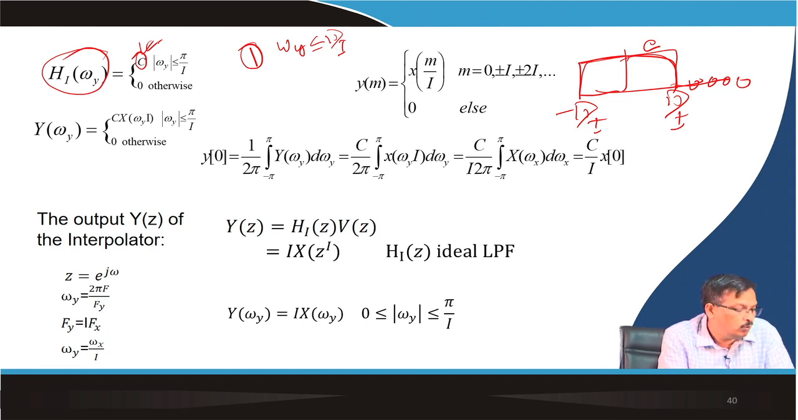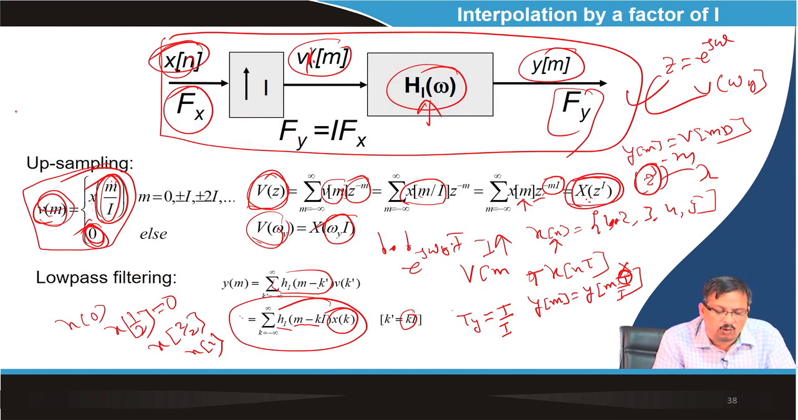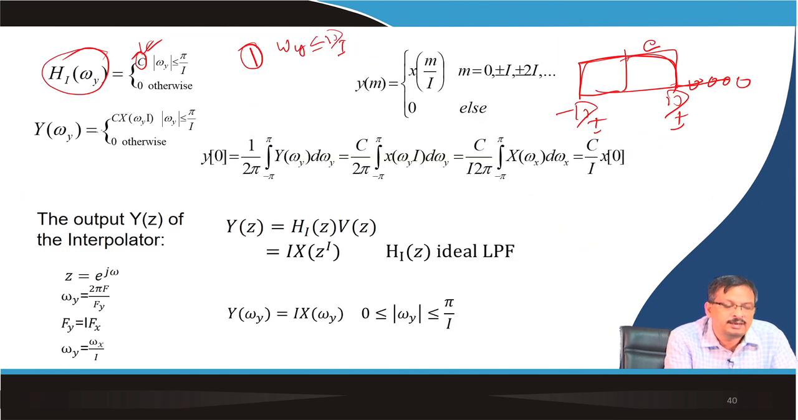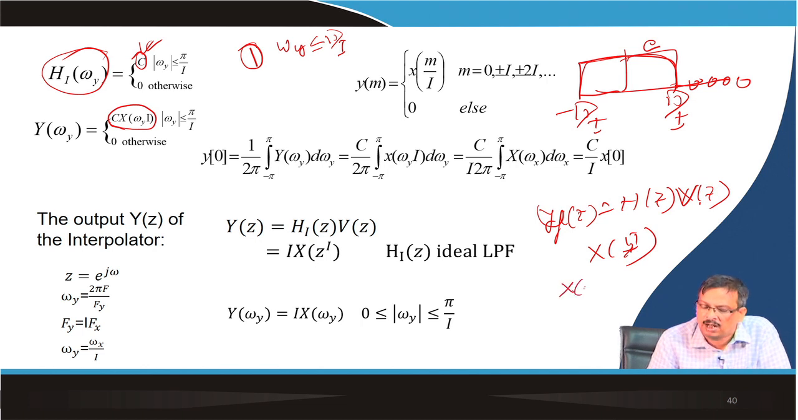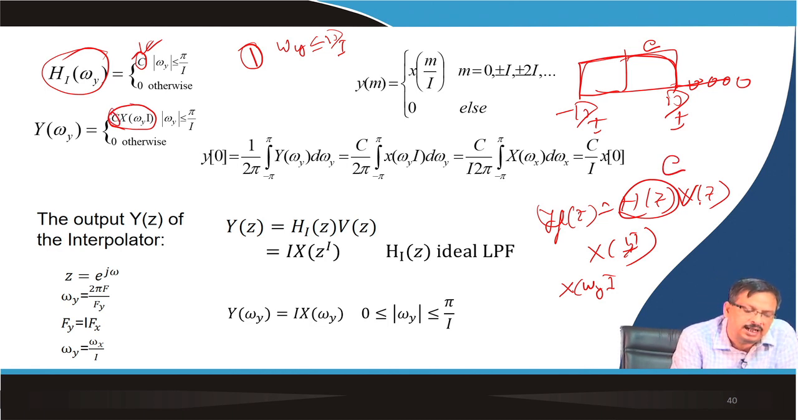I know y, if you see, y is nothing but C into x of, so what is y? Y of z is nothing but H of z multiplied by V of z. So V of z is nothing but X of z to the power I. So I know that is nothing but X of omega y into I, and H of z I want as a constant. So H of z is constant and X of omega I know.